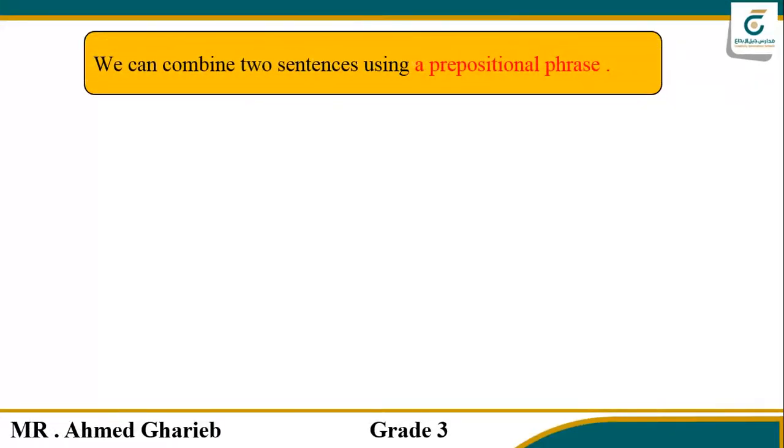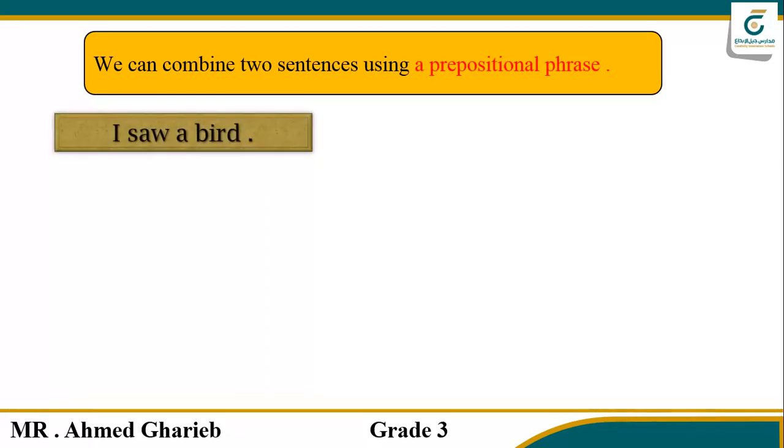Also, we can combine two sentences using a prepositional phrase. Prepositional phrase, if you remember, contains a preposition plus a noun. Okay, for example, on the books. On is the preposition and books is a noun. That's what we call a prepositional phrase. And the noun after the preposition is called the object of a preposition. Okay, let's see an example.